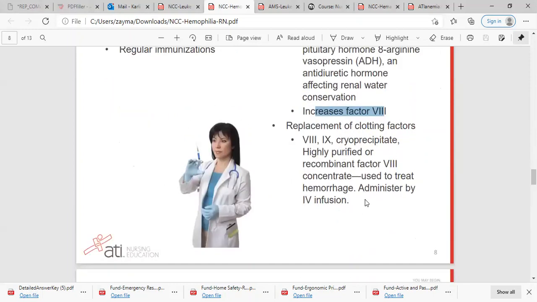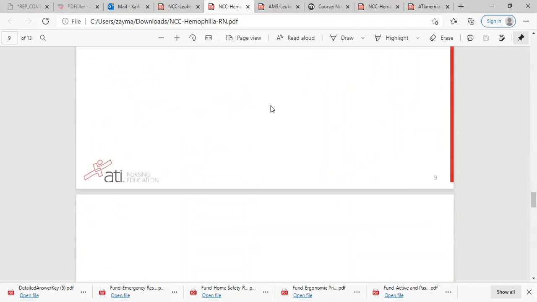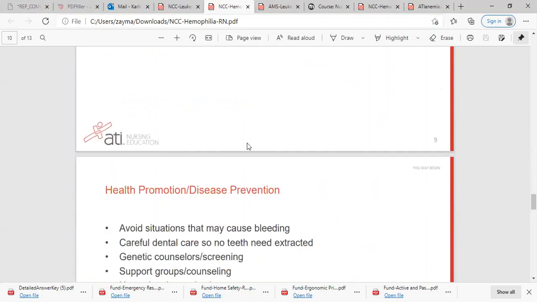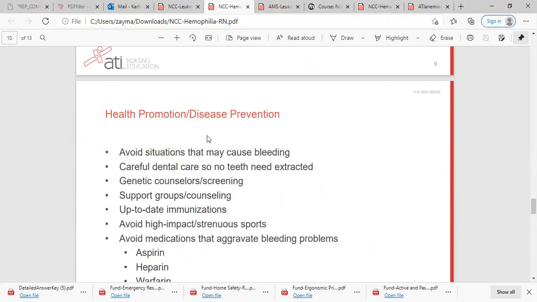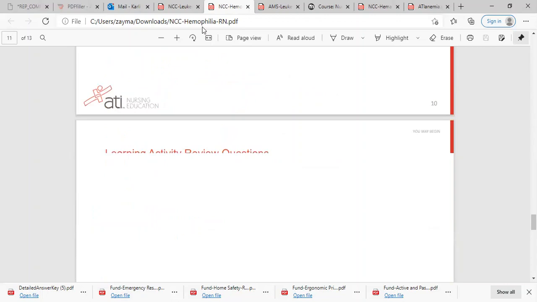Here are some other treatments. Again, hemophilia is a rare genetic disorder, so I highly doubt you'll see many questions on hemophilia. But the main thing to know is that it seriously increases your risk of bleeding. So just teach based around that risk for bleeding.